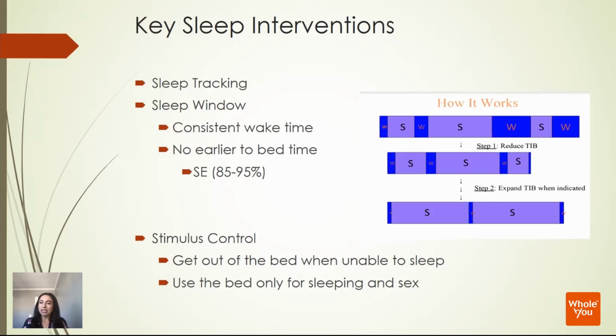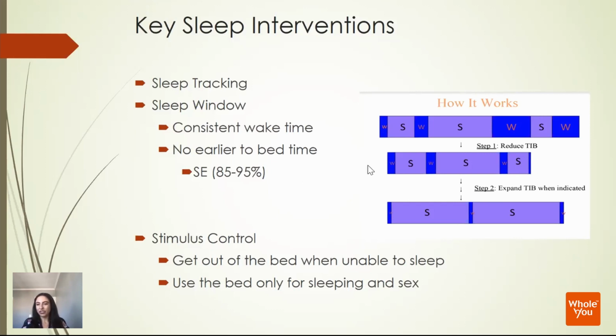Once we get this initial sleep data, we're going to create something called a sleep window for them. So let's say the patient's coming in and they're getting about 6 hours of sleep a night in a typical week or two, but they're in bed for 8 hours. It's really useful to point out this discrepancy for them. You're sleeping 6, but you're in bed for 8. Now your sleep efficiency is not very good.